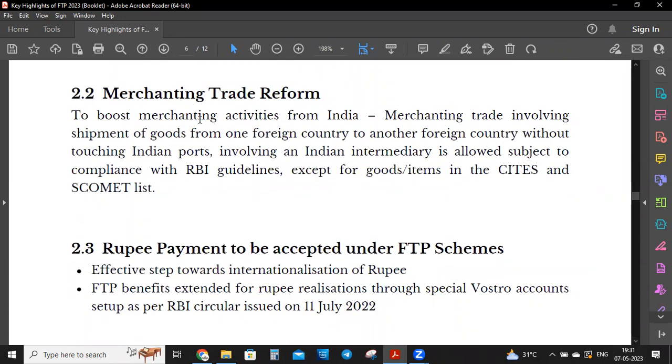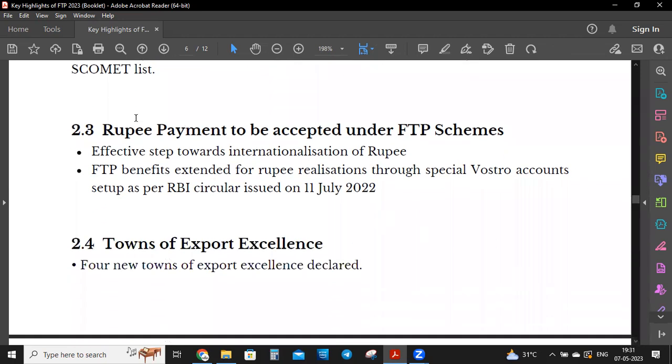Merchanting trade reform to boost merchanting activities from India. Merchanting trade involving shipment of goods from one foreign country to another foreign country without touching Indian port, involving an Indian intermediary, is allowed subject to compliance with RBI guidelines, except for goods items in CITES and SCOMET list. So friends, in merchanting trades also they are giving the reform, so that a businessman can do this merchanting easily. Okay, next is rupee payment to be accepted under FTP scheme.